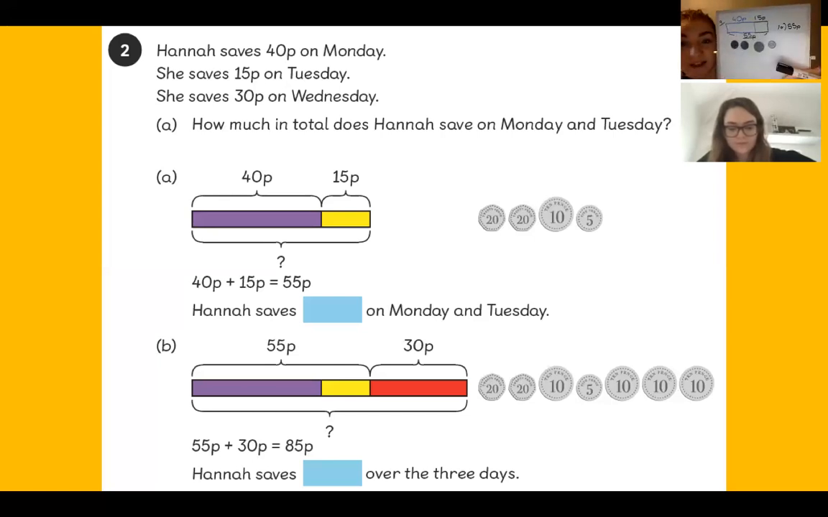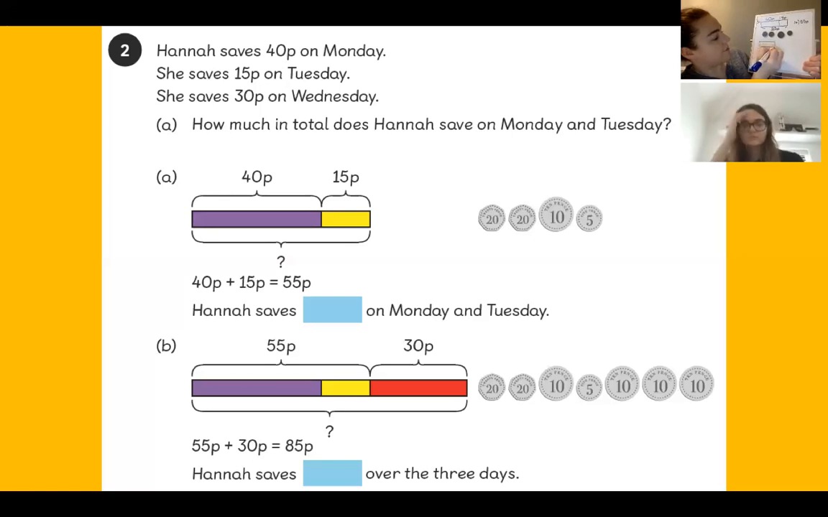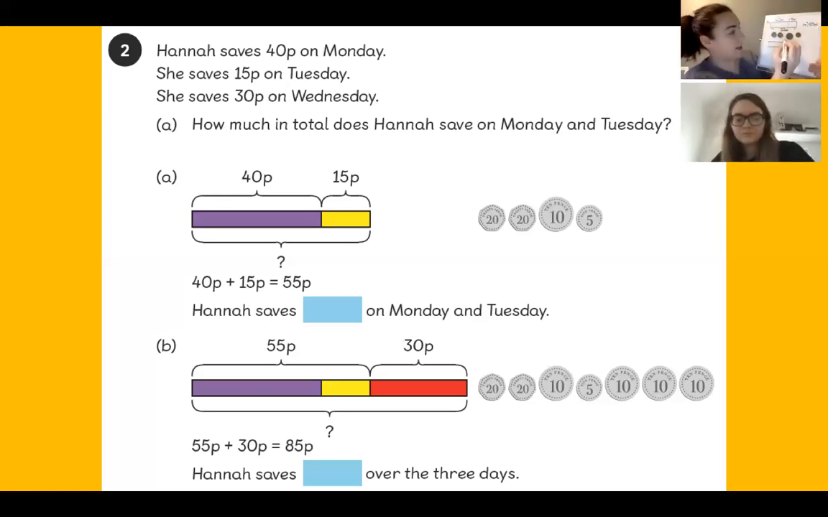But we have another step to our word problem, and it says that we need to work out how much money Hannah is going to save over the 3 days, okay? So question B, we need to work out how much Hannah saves in total for Monday, for Tuesday, and for Wednesday, okay? So Miss Fen's going to draw the same bar that we just had for question 1A. So we had 40p on our Monday. We had 15p on our Tuesday.